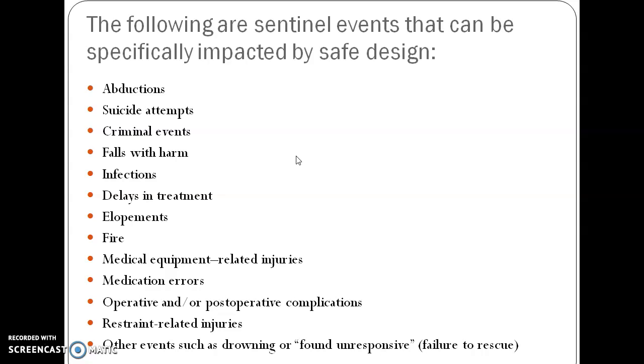Medication error, yes. Medication error also happens if there is less light in the room, or maybe the transportation of the medication from the pharmacy to the place is not enough. Operative and post-operative complications, yes, these might also happen because of insufficient infrastructural places, restraint related injuries, and other events such as drowning or found unresponsive. So these are the things which might be prevented if we have a good hospital planning design.